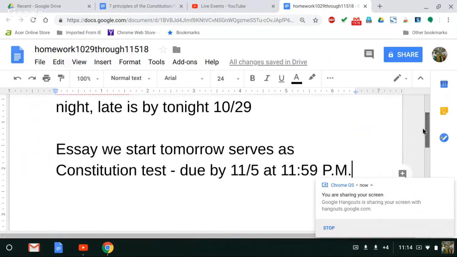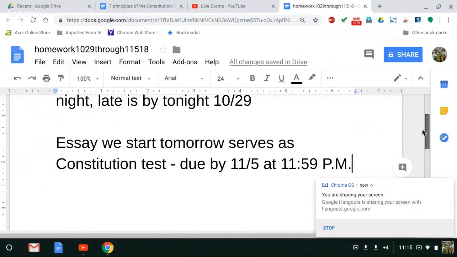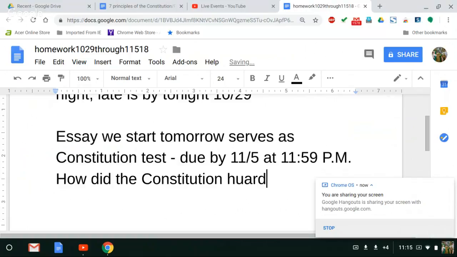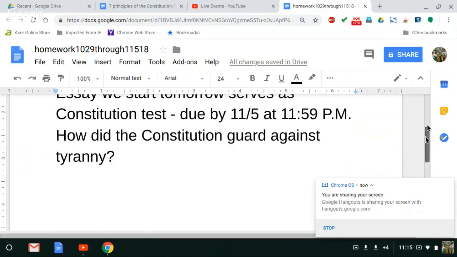We start an essay tomorrow on Tuesday the 30th that serves as the Constitution test. It basically answers the question, how did the Constitution guard against tyranny? And we started discussing how we've gone through all those before.